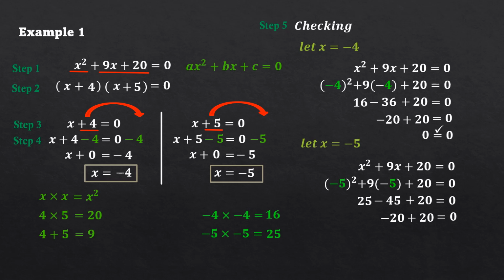25 minus 45 is equal to negative 20, plus 20 is equal to 0. So, we have negative 20 plus 20 is equal to 0. Then, 0 is equal to 0.